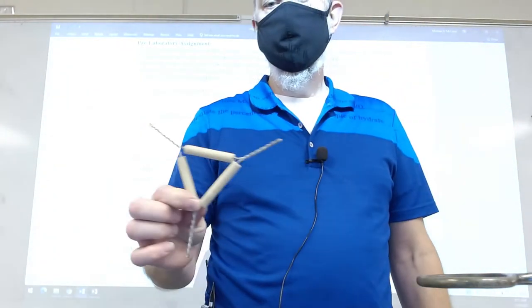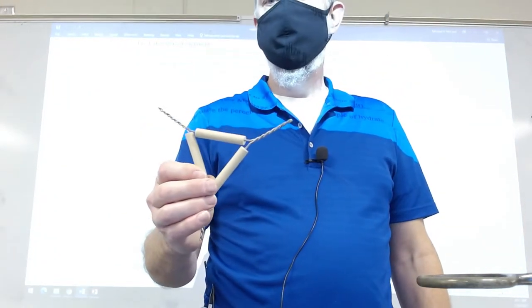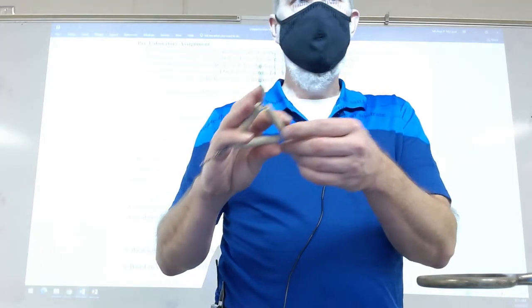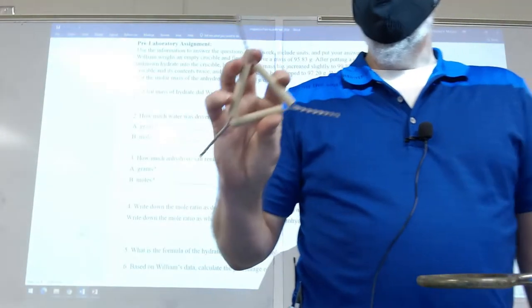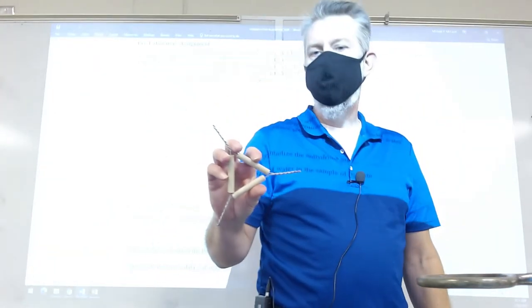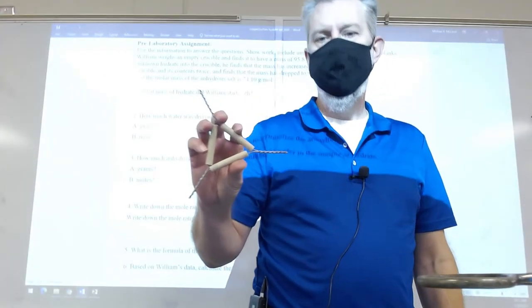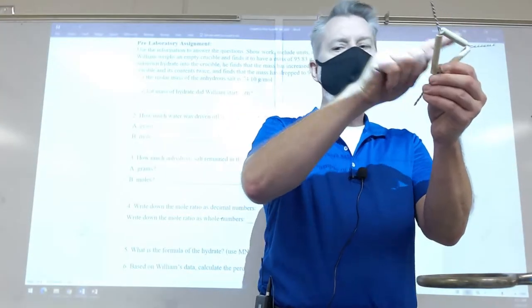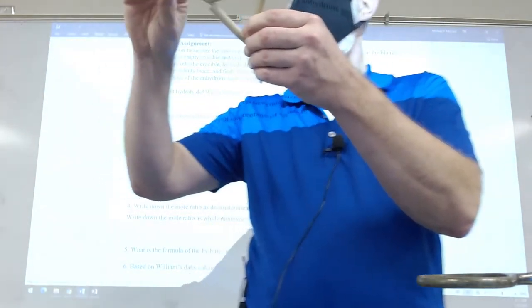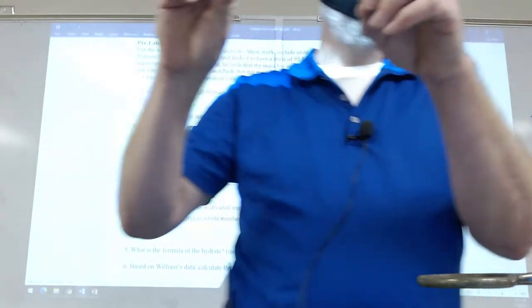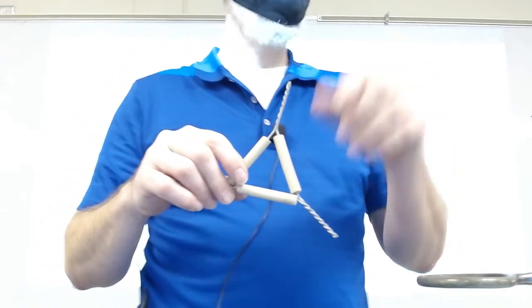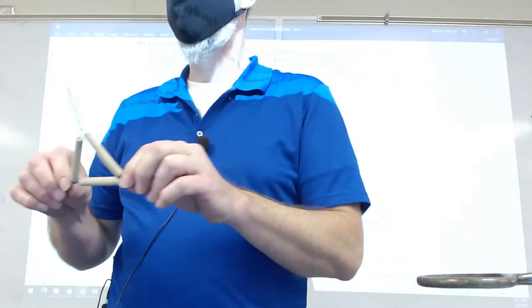What's this one? We're going to have a laboratory equipment test coming up. This is a clay triangle. These little things are made of clay, and the wire that's sticking out is not used to poke your neighbor during lab. Right? Yes. Okay. Yeah, that's the one I'm worried about there.